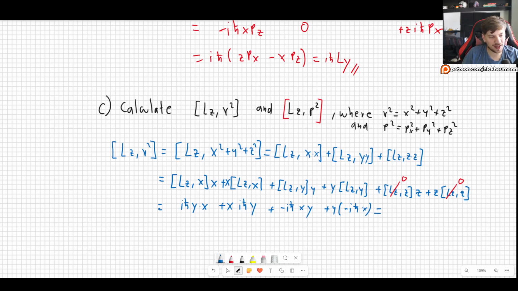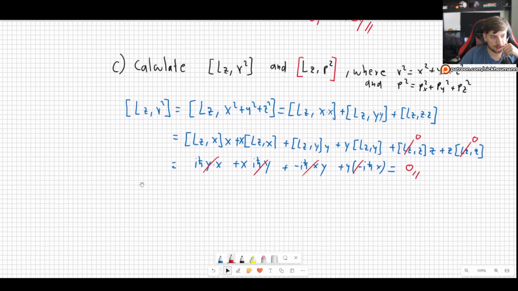So now remember that x and y commute, so you can just switch their position and nothing happens. So we have minus iℏxy, plus iℏxy. So this and this cancel out. And then we have minus iℏyx, plus iℏyx. Well, that's also going to cancel out, so you end up getting 0. So this indeed does commute.